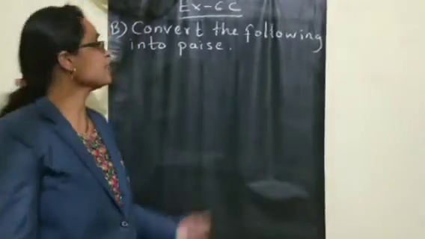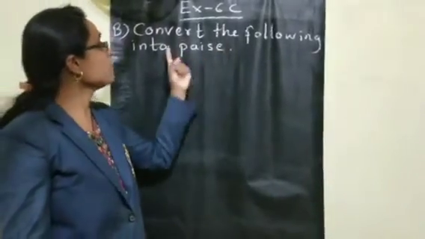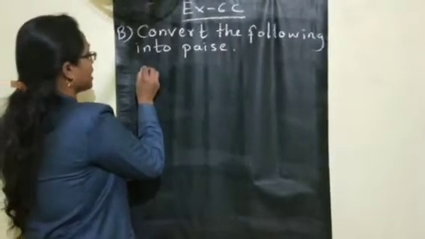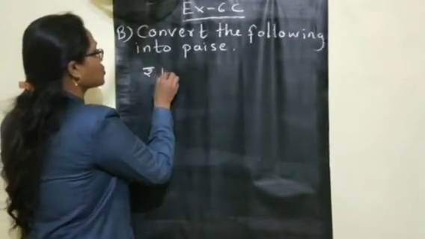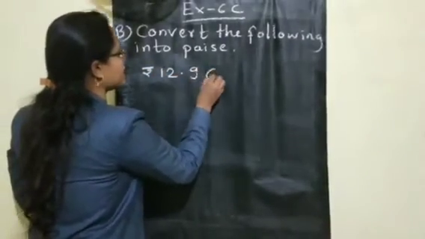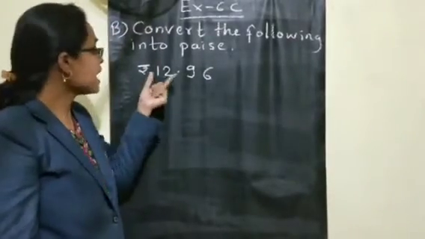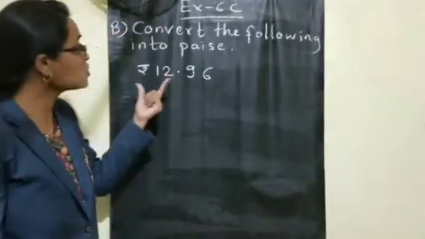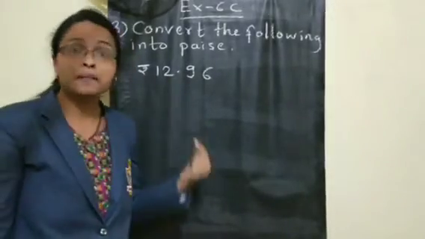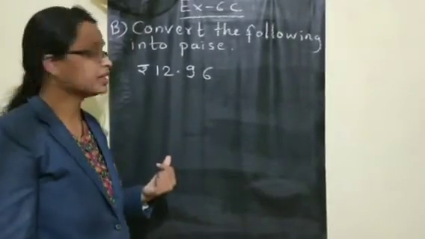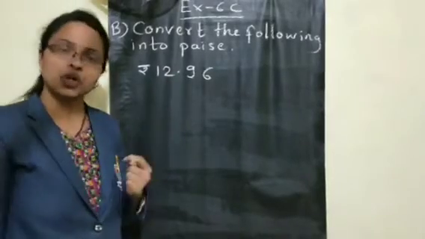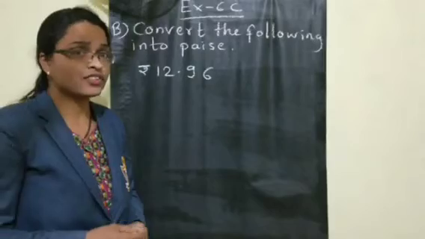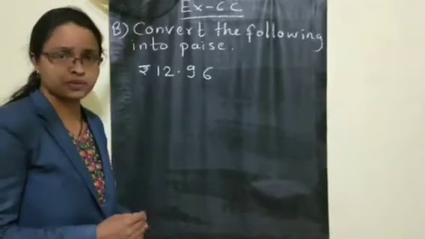Okay, let us try with B part. Convert the following into paise. For example, children, if rupees 12.96, if rupees and paise together in the short form is given, how to convert this into paise? For that, children, we have to remove the dot. So how can we remove the dot directly? It's not possible. We have to do some process for that.